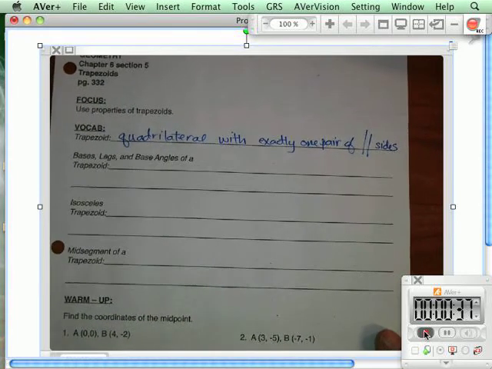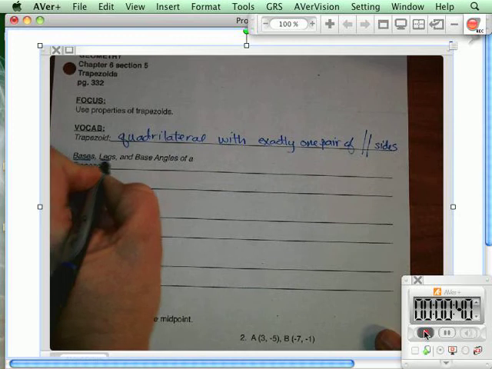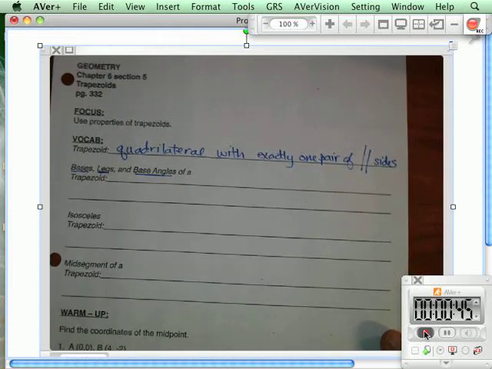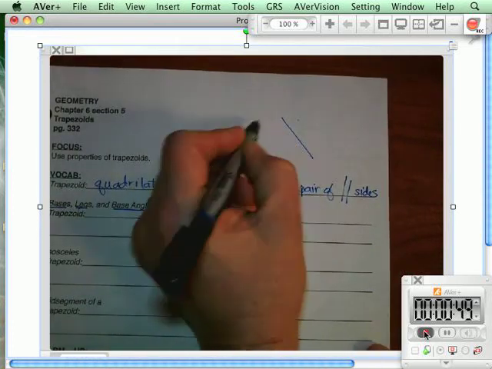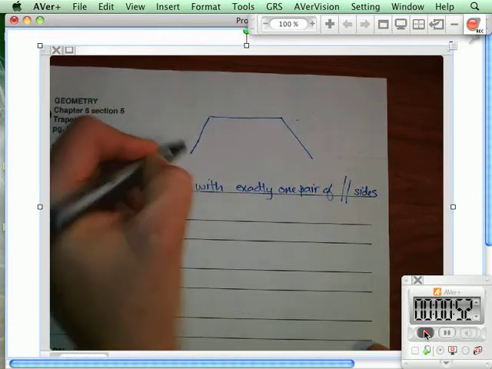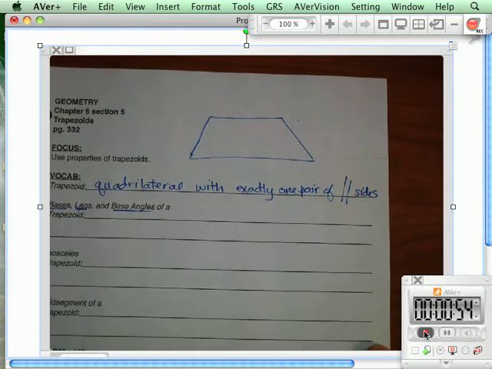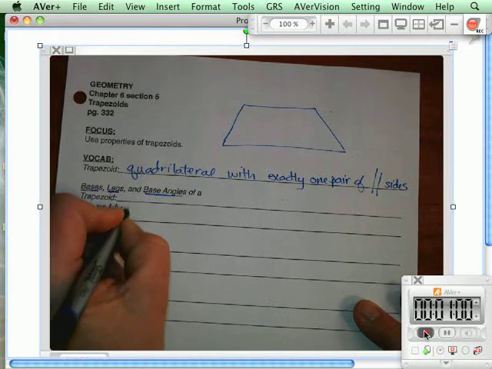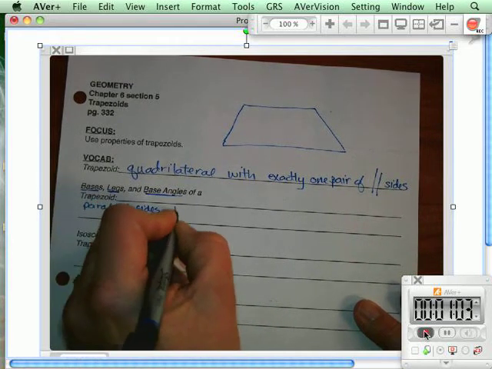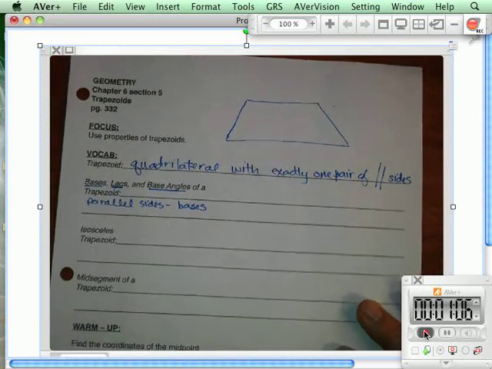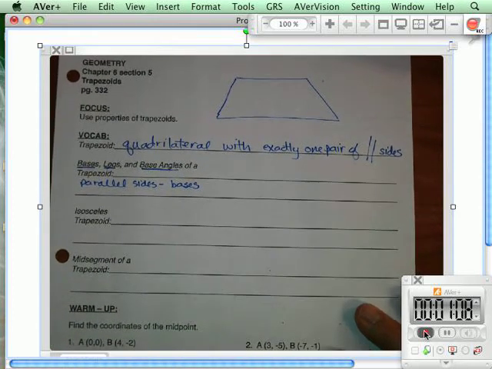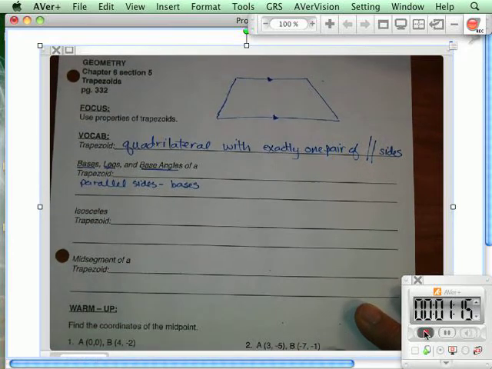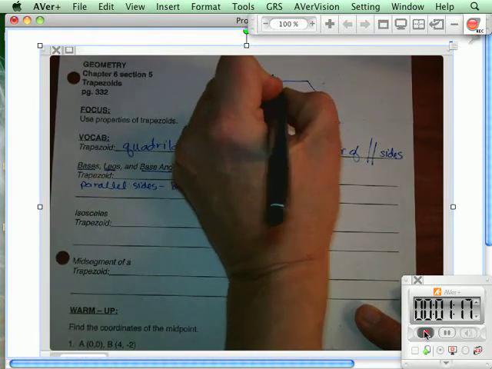There are parts of a trapezoid. There's the bases, the legs, and the base angles. So we're going to have to identify what those are. If I were to draw a picture up here, a nice big trapezoid. The bases, the parallel sides, are the bases. If you have little tiny arrows on here, obviously these are the parallel sides. So that's a base, and that's a base.